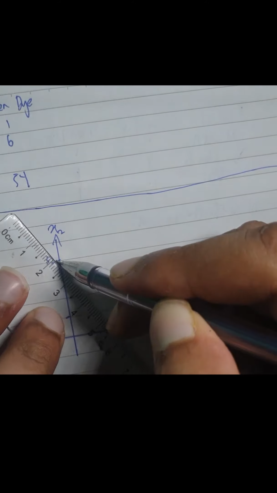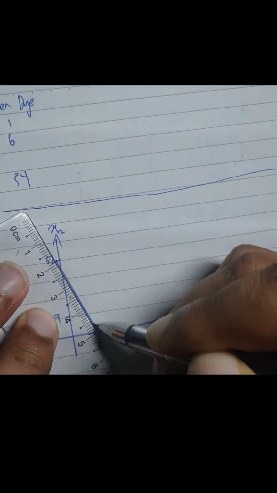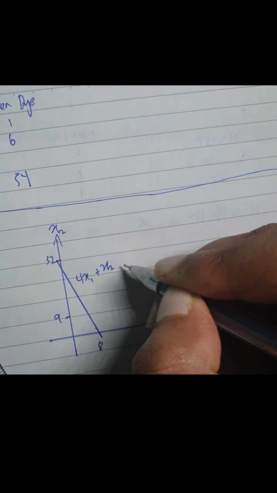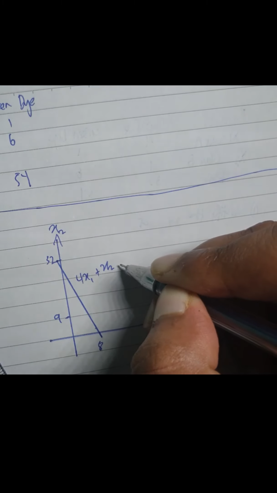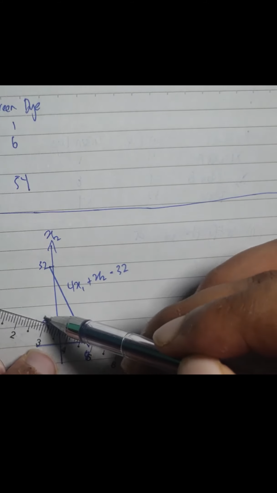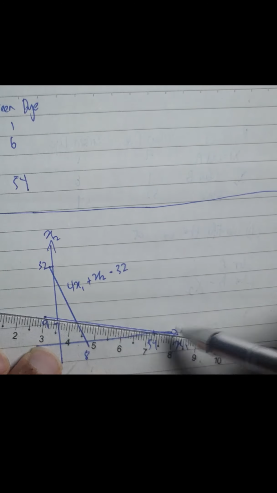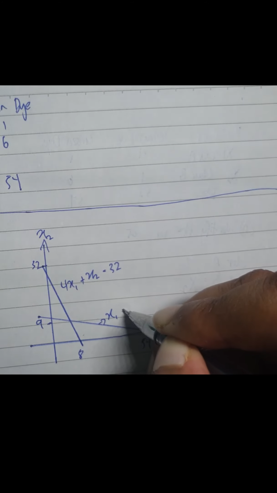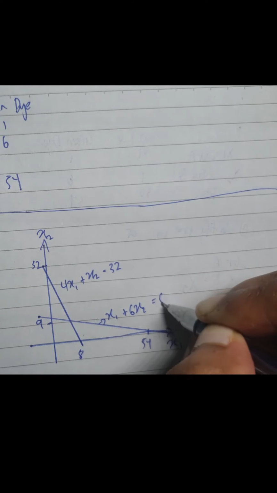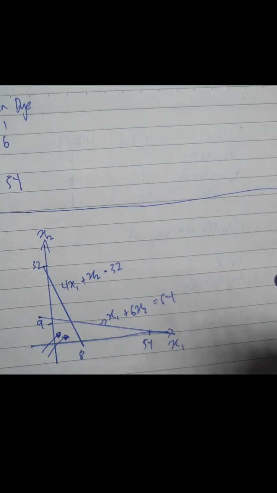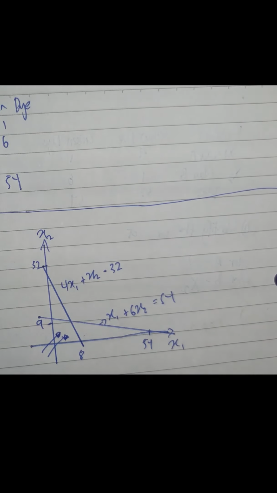This is for the constraint 4x1 plus x2 equals 32, while this will be for x1 plus 6x2 equals 54. So this is the shaded area. Next we must find the values of x1 and x2.